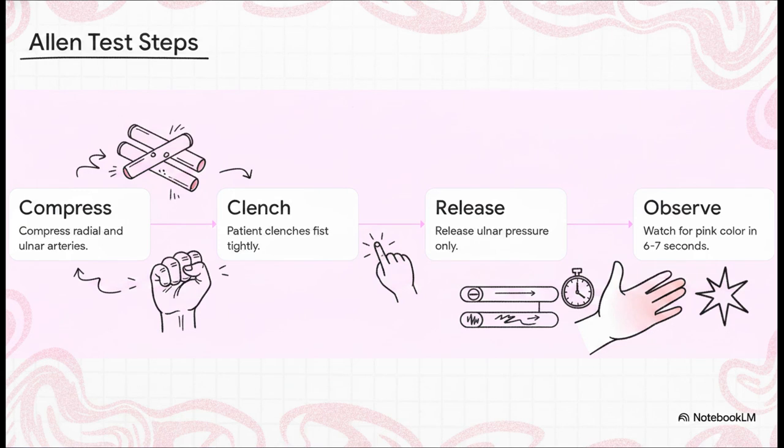So here are the exact examiner favorite steps for the Allen test. You compress both the radial and ulnar arteries while the patient clenches their fist to push the blood out. Then you release only the ulnar side. And I really want to stress this triple-star exam detail. You must watch the patient's pale hand, and a normal, healthy pink color must return within exactly 6 to 7 seconds. If it does, boom, you're clear to draw from the radial.